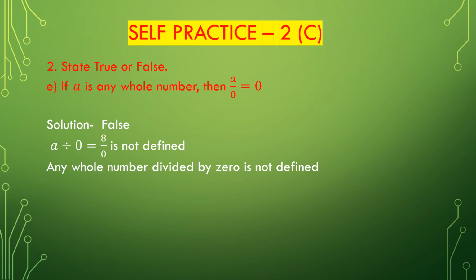Now we solve bit number E. If A is any whole number, then A divided by 0 equal to 0. This is a false statement. As we know, A divided by 0 is not defined. This is an undefined number. So this is a false statement. Any whole number divided by 0 is not a defined number.